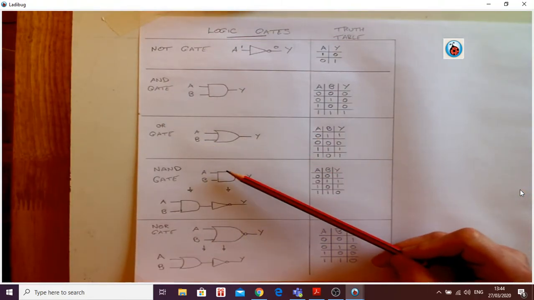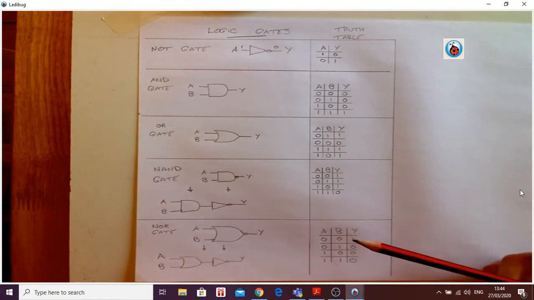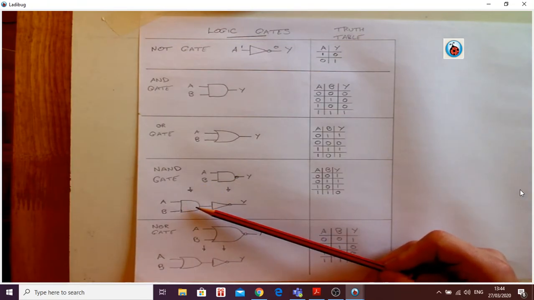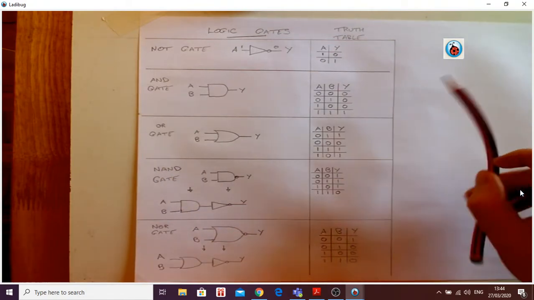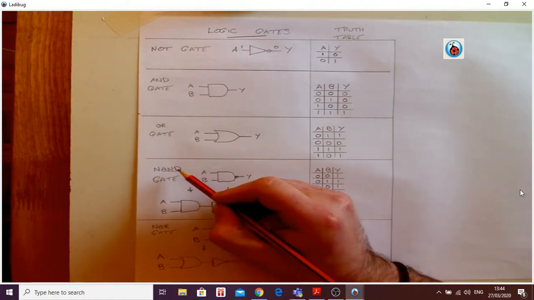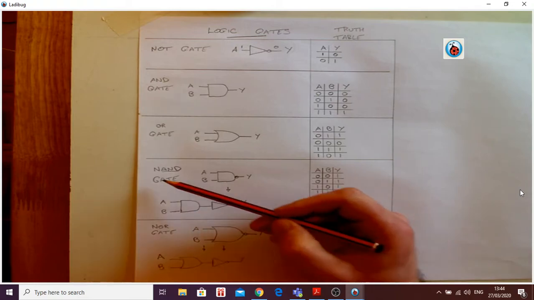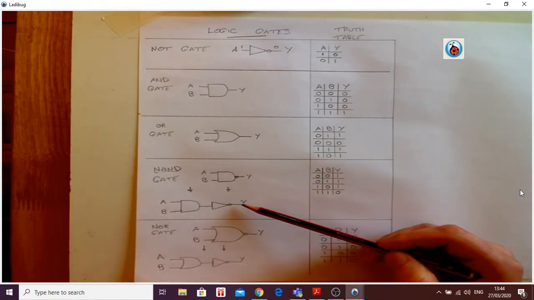These first 3 are basic ones. The NAND gate and the NOR gate, however, are kind of combinations. A NAND gate is a combination, as the name might suggest, of an AND gate, which is this one here. I've drawn it down here, followed by a NOT gate. So the N is for NOT.